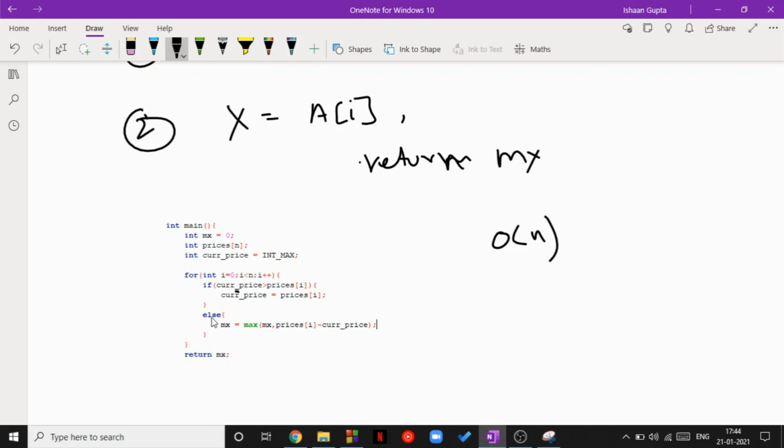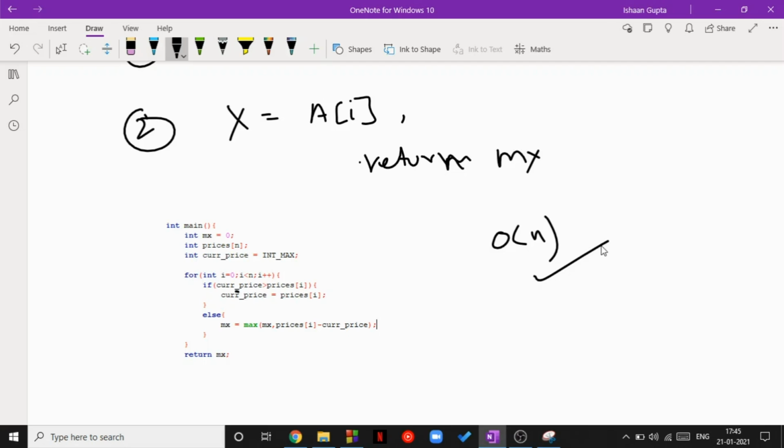So basically now if the current price is less than prices[i], we will reassign max to the maximum of the current value of max and the difference between the sell price and the current buy price. So that will be our answer. It is a pretty straightforward question. There are two approaches. One is n square, one is O of n. So this is the correct one.